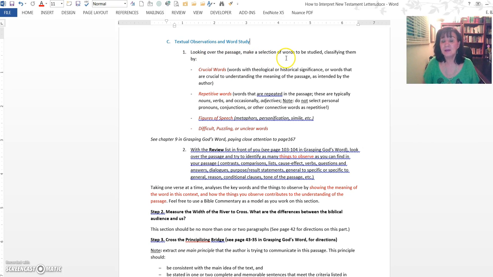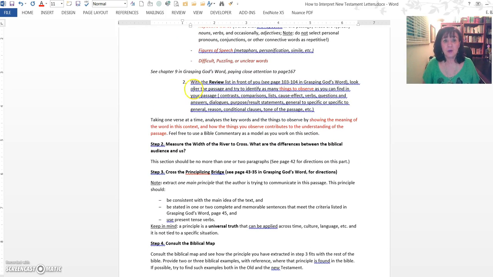and then select the words, the key words, I will call key words, to be studied by classifying them in crucial words, repetitive words, and figures of speech. So read this and follow this guidance. Underline them from the beginning before you start to write, so that you have them already prepared, and when you get to them in your verse by verse study, you are ready to just go into the word study and do the word study on them.